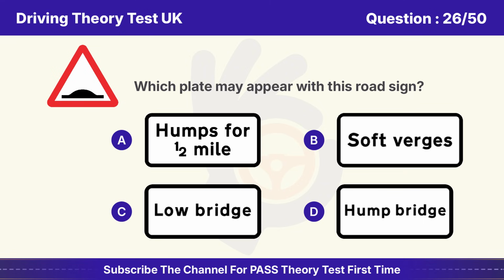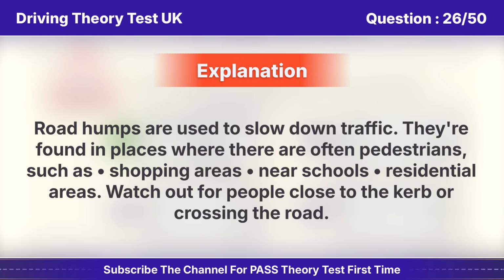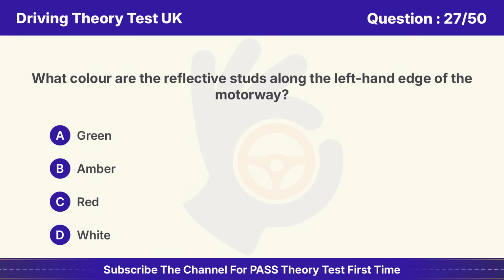Question 26. Which plate may appear with this road sign? Answer is A. Road humps are used to slow down traffic. They're found in places where there are often pedestrians, such as shopping areas and near schools or residential areas. Watch out for people close to the curb or crossing the road. Question 27. What color are the reflective studs along the left-hand edge of the motorway?